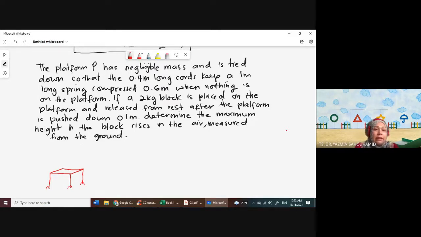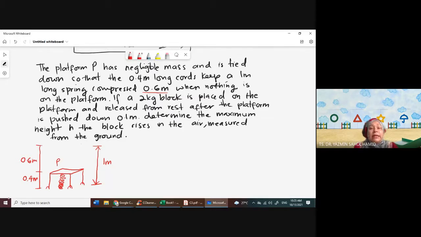There is a spring below. This is platform P. The platform P has negligible mass and is tied down, so it is tied down to the bottom. The 0.4 meter long cord keeps a 1 meter long spring compressed. What was its original length? 1 meter. How much did it compress? 0.6 meters. So the part at the bottom is 0.4 meter. Do you understand this sentence?